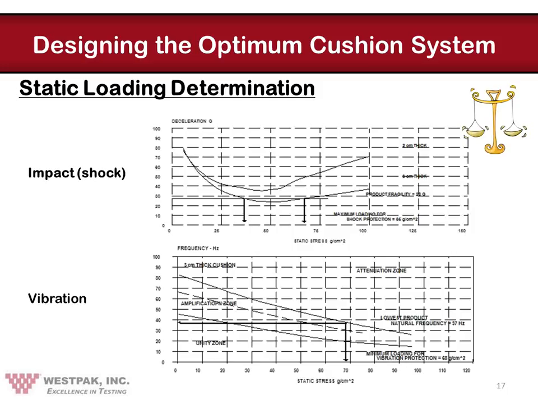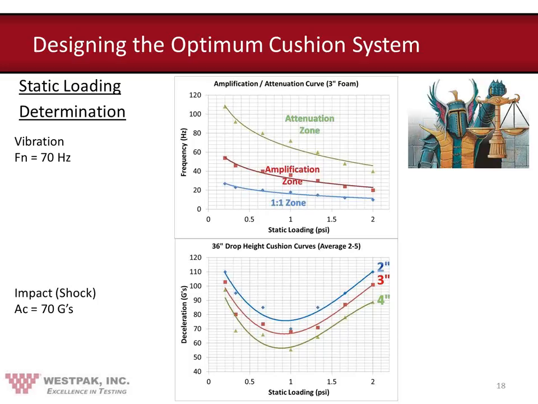The lower plot is what we call an amplification attenuation plot, and this shows the vibration characteristics of the same material. So what we want to do is to find the loading that will satisfy both the impact and the vibration attenuation characteristics for the required product usage. Okay. Edmund has some pretty good graphical means of showing this here, so Edmund, take it away.